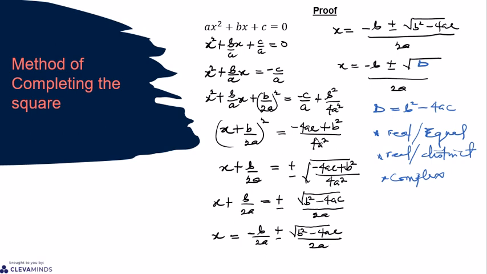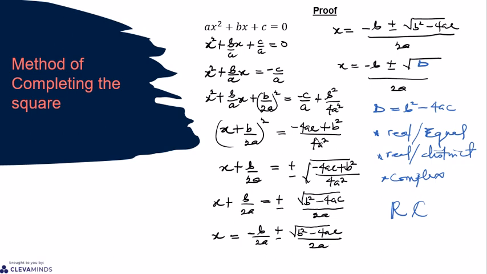When we say real, we mean the set of real numbers. When we say complex, we mean the set of complex numbers. Real numbers as this, and complex numbers as this. Right? Good. So here is our discriminant.